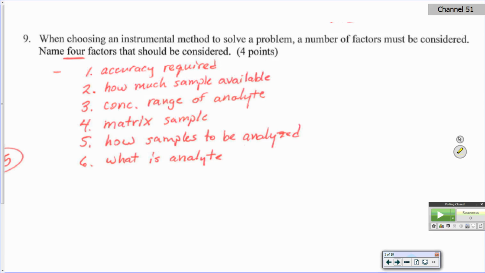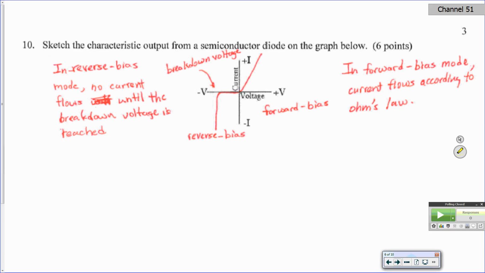I mean, there was a bunch of them. A couple of you put things like equipment that's available and which methods are available; those are the same thing. So I didn't give you credit for both of those, but as long as it was one of these other things that we have to consider, you got credit on that one.